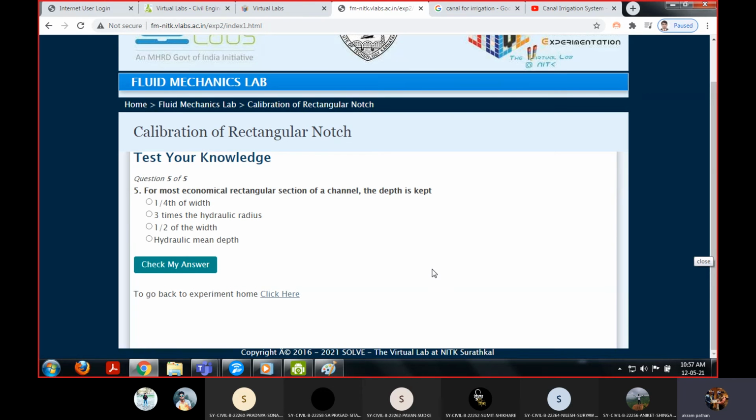This we have also completed in case of the notch and weir, most economical rectangular channel section. Aniket, yes sir. Please read this question and tell me which option is correct. For most economical rectangular section of a channel, the depth is kept: first option, 1/4 of width; 3 times the hydraulic radius; 1/2 of the width; fourth option, hydraulic mean depth.